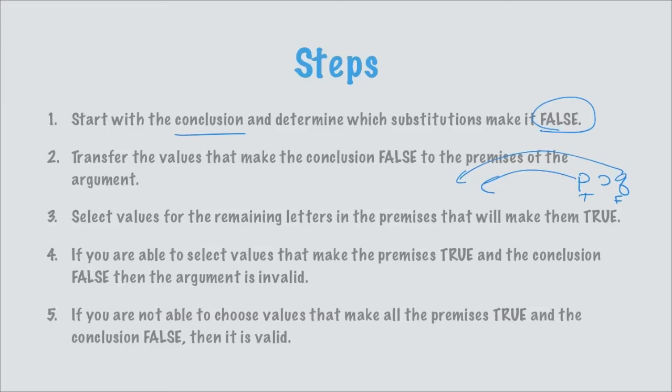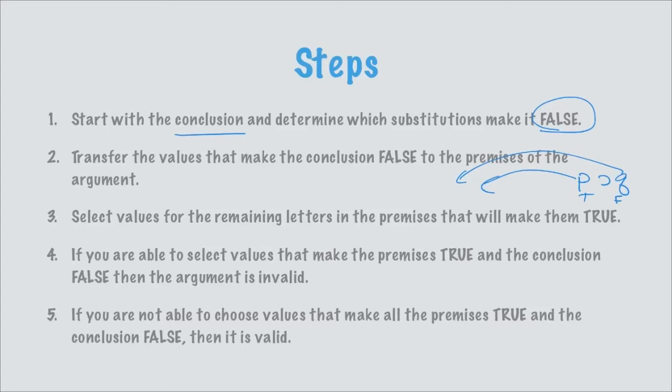Then what I do is go through and attempt to make all the premises true. So now I've made my conclusion false. I've transferred the values, the T's and F's, for whatever I needed to make my conclusion false into the premises. Whatever's left over, I now attempt to make true. So I make the conclusion false and try to make the premises true.